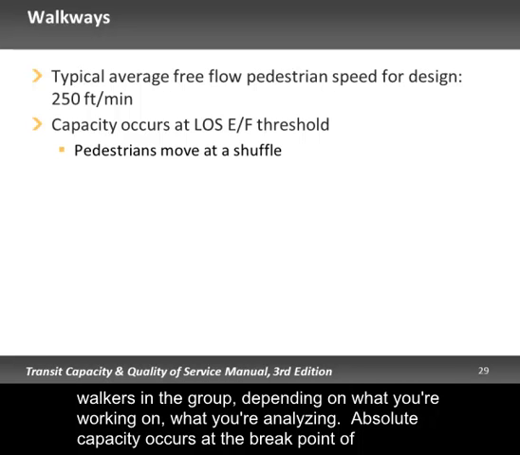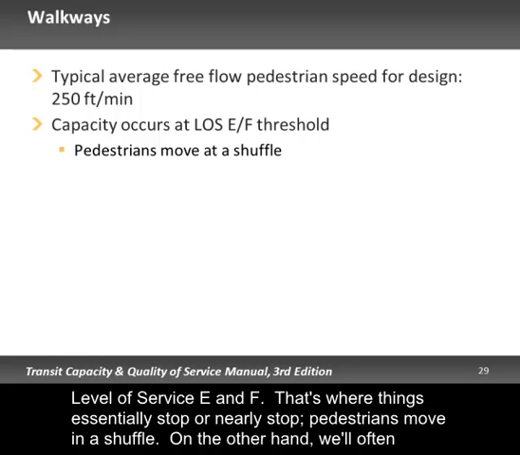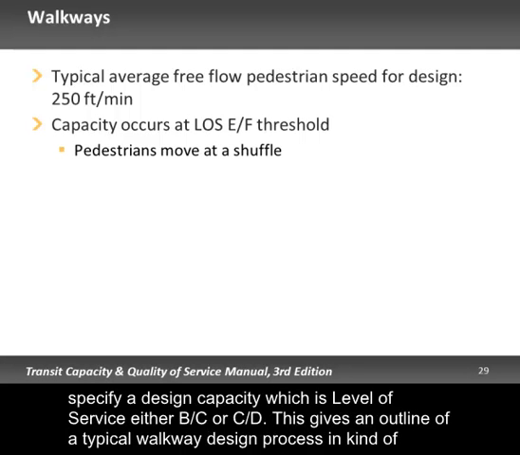Absolute capacity occurs at the breakpoint of level of service E and F. That's where things essentially stop or nearly stop. Pedestrians move in a shuffle. On the other hand, we'll often specify a design capacity, which is level of service either BC or CD.